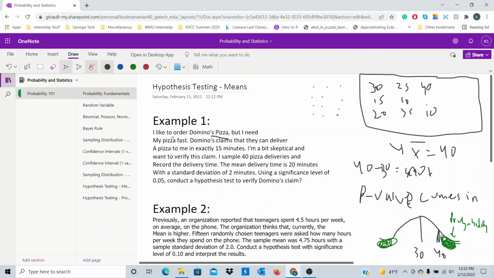A little bit off topic, but I like to order Domino's pizza. But I need my pizza fast, right? So I find that Domino's claims that they can deliver a pizza to me in exactly 15 minutes, right? But I'm a bit skeptical, and I want to verify this claim.